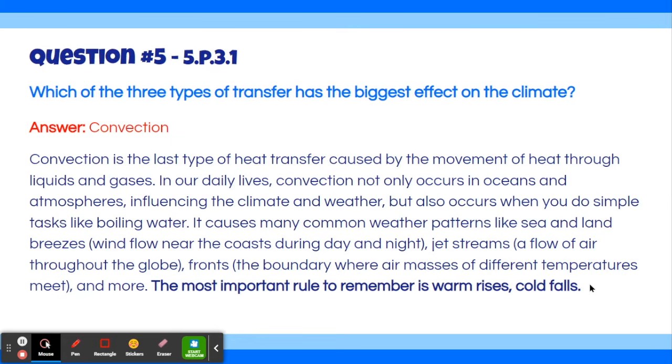It causes many common weather patterns like sea and land breezes, which are basically wind flows near the coasts during day and night. Also, it causes jet streams, which is a flow of air throughout the globe, and also fronts, which is the boundary where air masses of different temperatures meet. The most important rule to remember is that warm air rises and cold air falls.